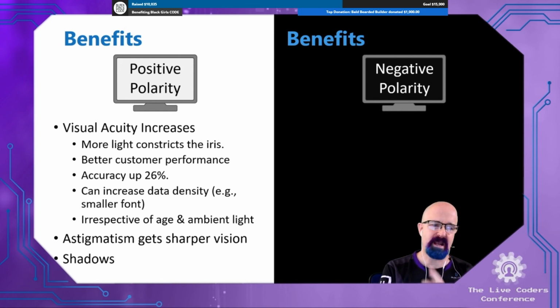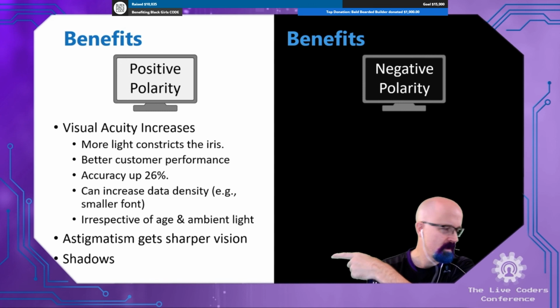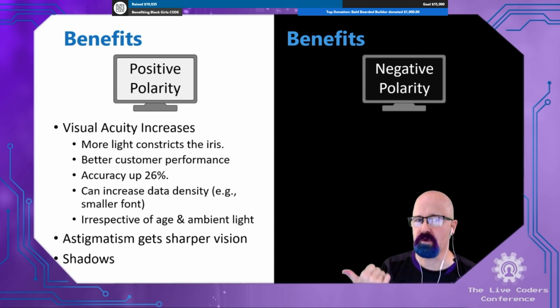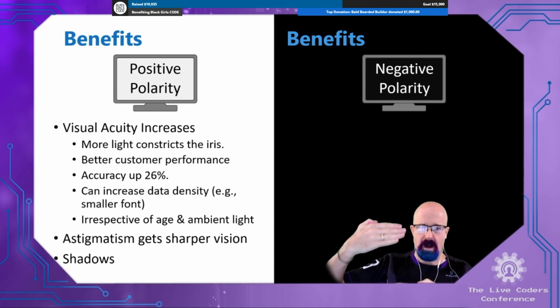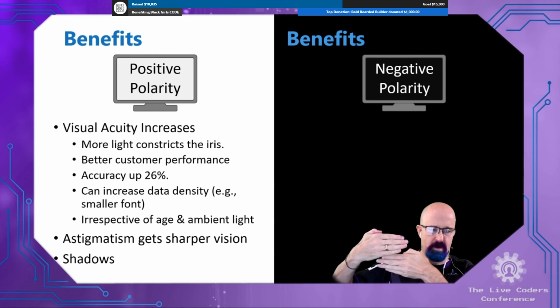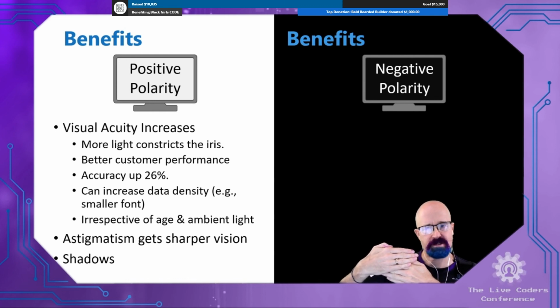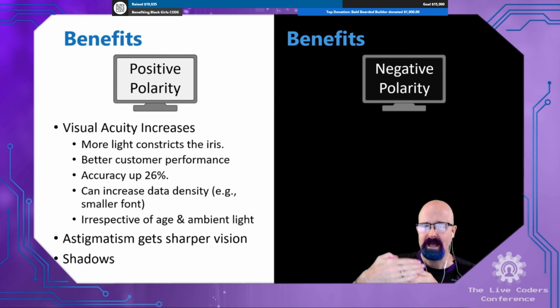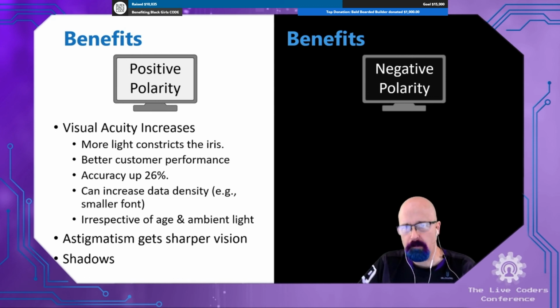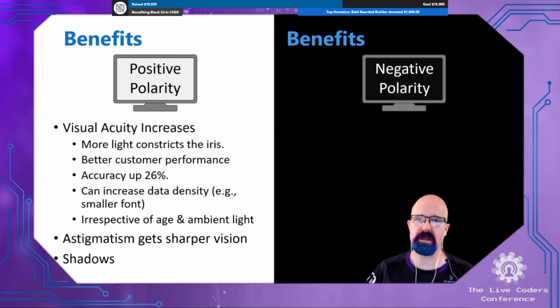The benefits of negative polarity. Oh, shadows. I forgot about shadows. Shadows are actually really important. Take a UI that puts a window on top of another window. In the real world, there's a natural, subtle shadow between the two, and it helps our brains separate them. It gives us separation in the image and helps us understand that this is on top of the other.